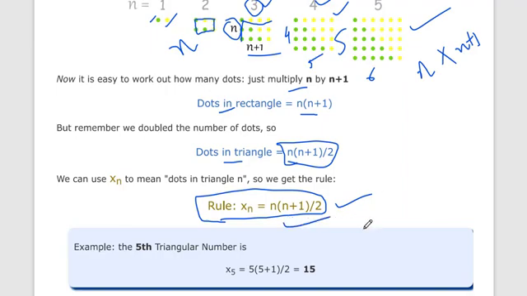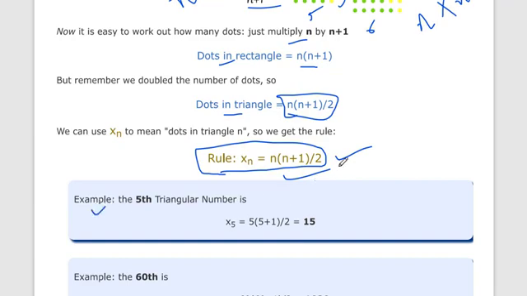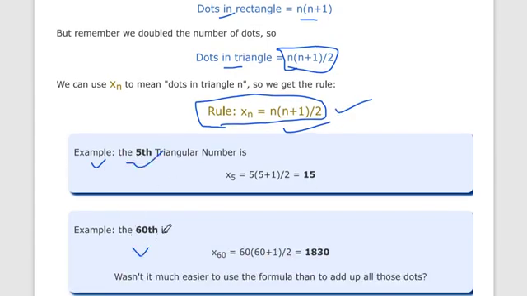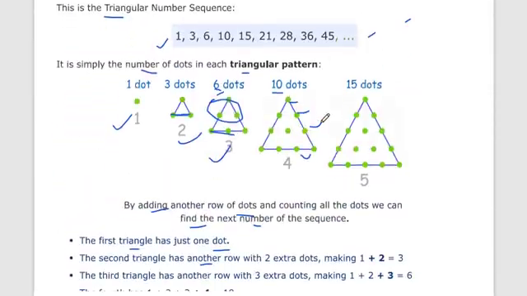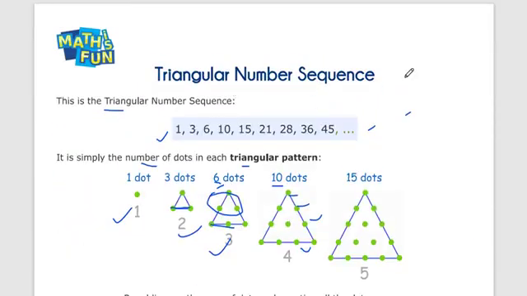You have to remember this rule for the triangle sequence. Now they have given an example. Now that we have the rule, we can find any term of the triangle sequence, the 5th term, the 16th term. We just have to put the value of n in this formula, so we can get any number of the triangle sequence. So this is a triangular sequence. Now we have completed all three types of sequence: arithmetic, geometric, and triangular.